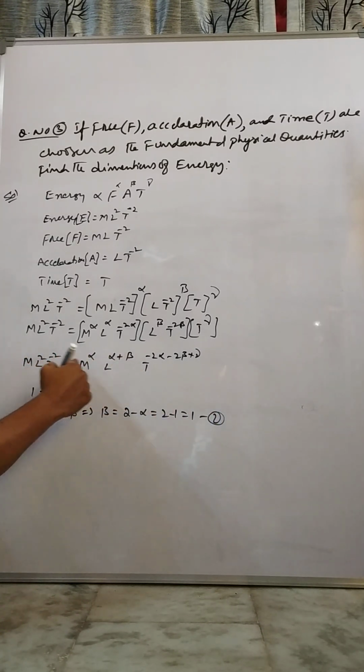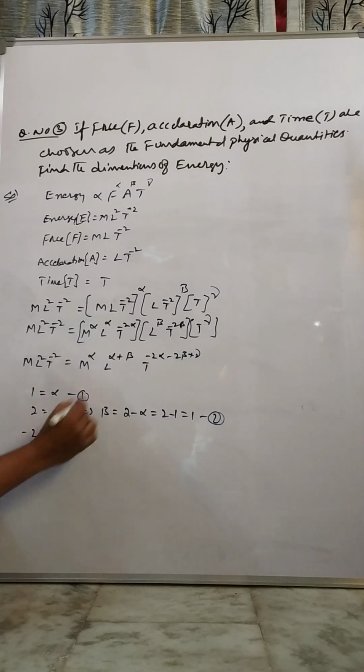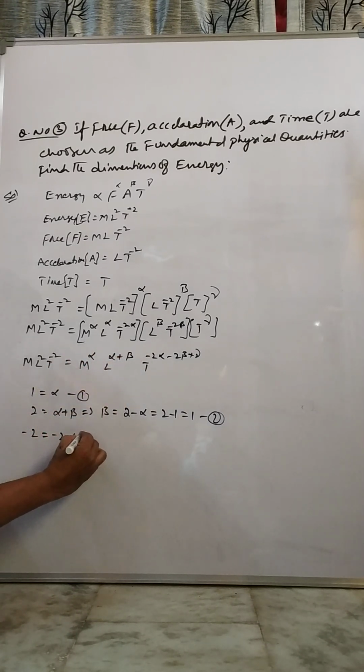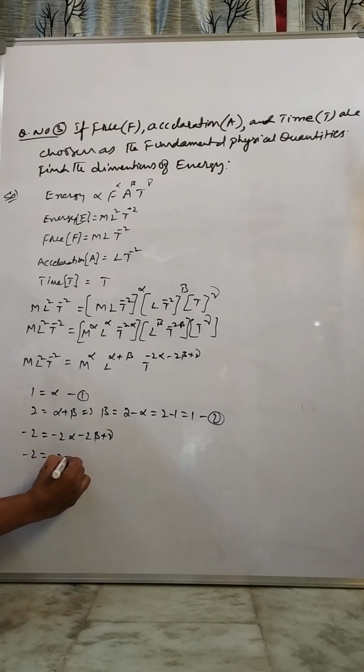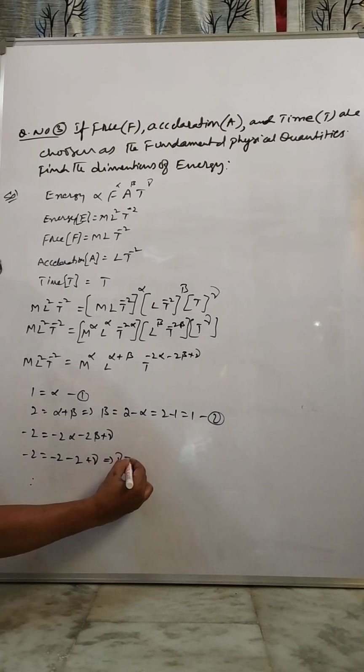Compare the time powers on both sides, which is minus 2 is equal to minus 2 alpha minus 2 beta plus gamma. Already you know the alpha value and beta value. Substitute alpha and beta values in this equation. So you get minus 2 is equal to minus 2 minus 2, because beta is equal to 1. So 2 into 1, 1 plus gamma. So that implies gamma is equal to, we got minus 2.